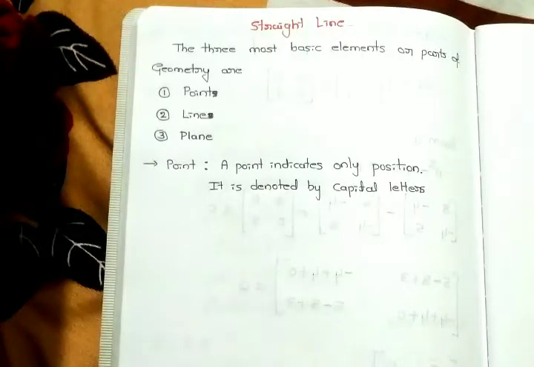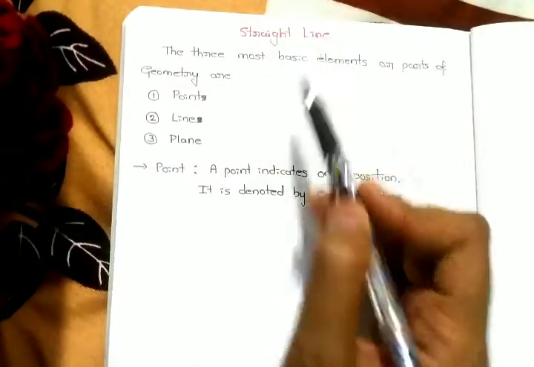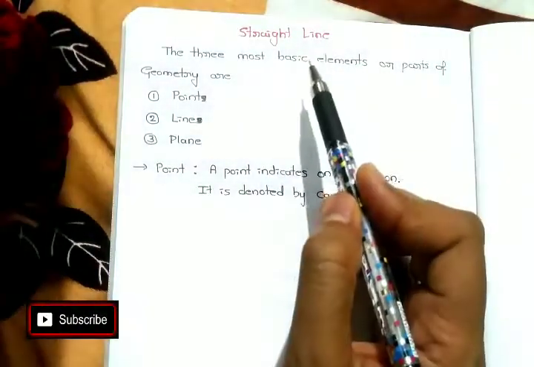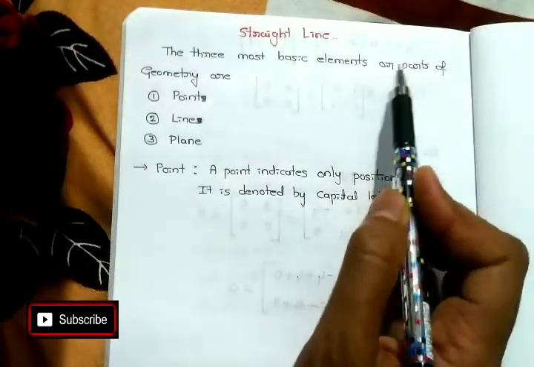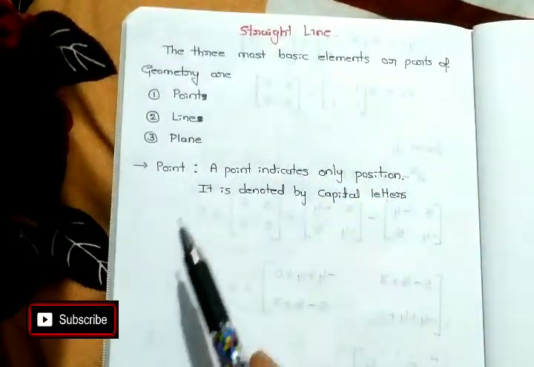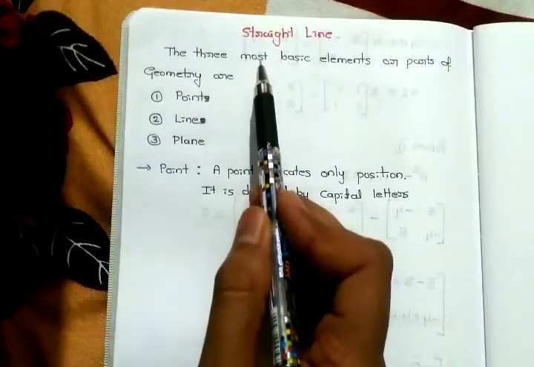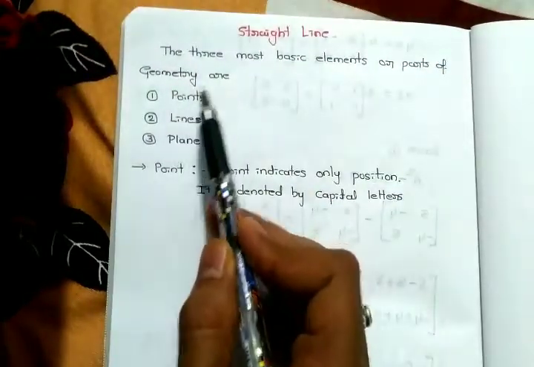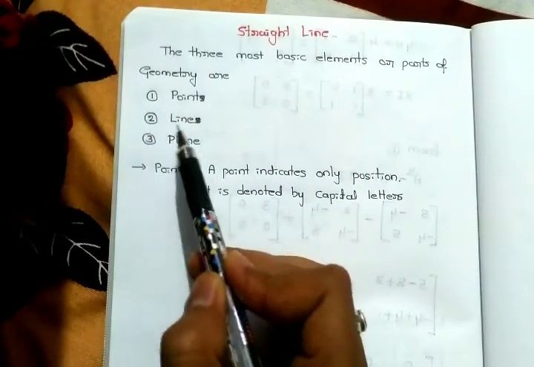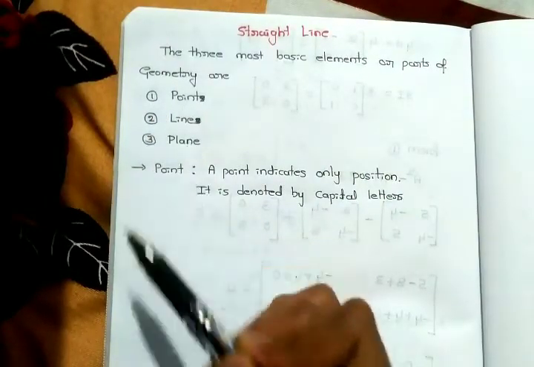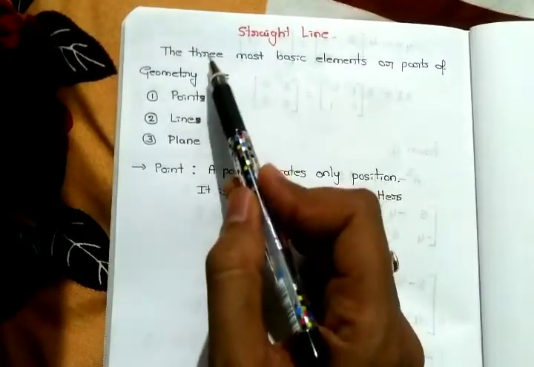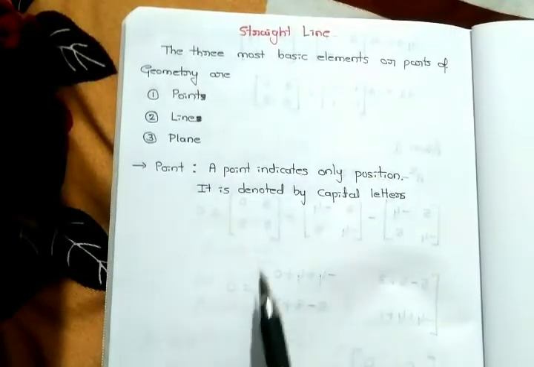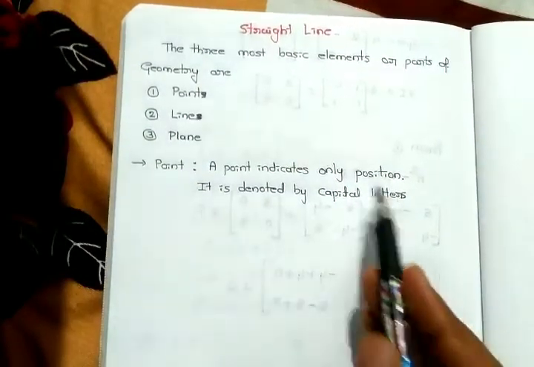Hello everyone, in this video we will discuss straight line. Before starting straight line, we will discuss the most basic elements or parts of geometry. The three most basic elements or parts of geometry are: first, point; second, line; third, plane. So these three are the most basic elements of geometry.